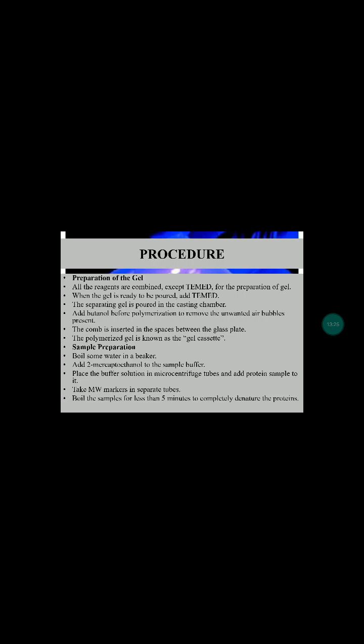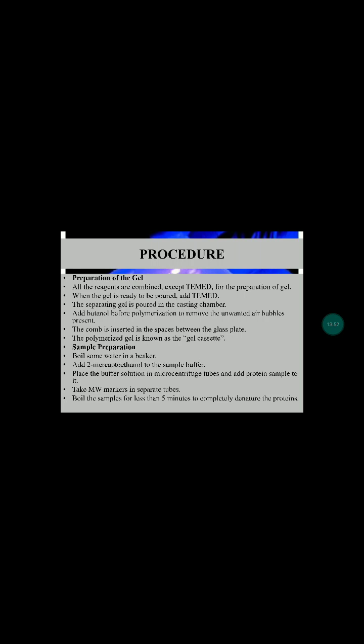Procedure: all the reagents are combined except TEMED for the preparation of the gel. When the gel is ready to be poured, add TEMED. The separating gel is poured in the casting chamber. Add butanol before polymerization to remove unwanted bubbles. The comb is inserted in the space between the glass plates. The polymerized gel is known as the gel cassette.